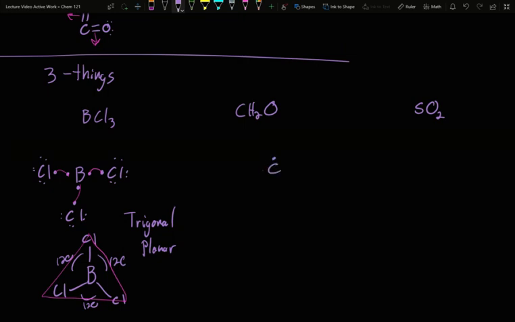CH2O has a carbon with 4, an oxygen with 6, a hydrogen with 1, and a hydrogen with 1. Pair, pair, pair, and pair. You get a carbon, double bond to an oxygen, to a hydrogen, to a hydrogen. That carbon has only 3 things around it. It has the oxygen, it has a hydrogen, and a hydrogen. Now, it has 4 bonds, but 2 of them are to the same thing. And so that oxygen does not count twice. It is a single thing.